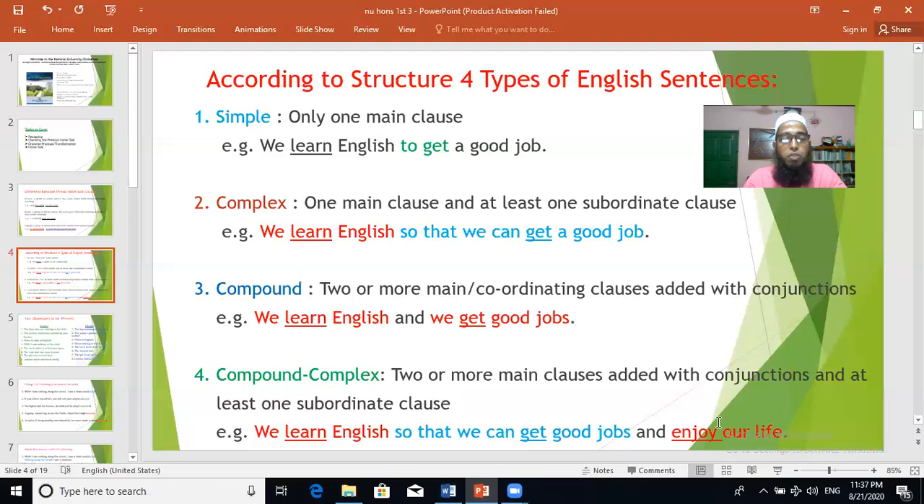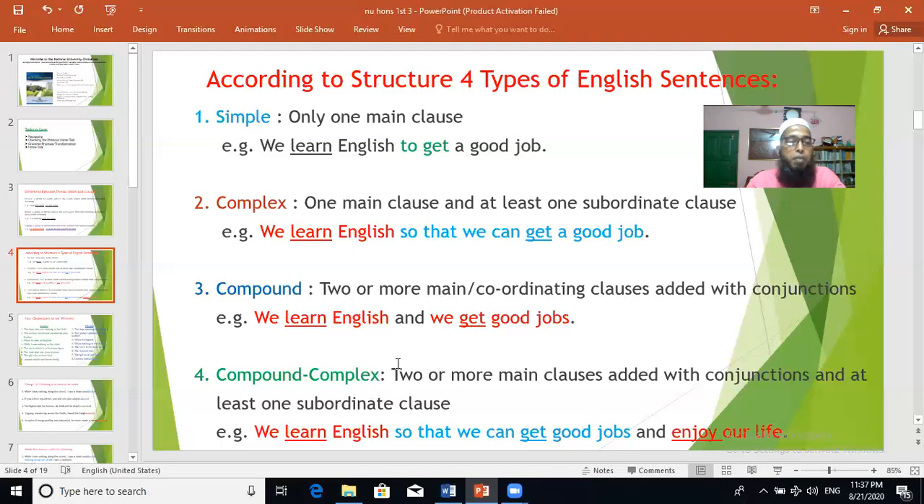We learn English. So this is one main clause. Another main clause, we enjoy our life. The same subject, we, is not repeated here. And the subordinate clause is so that we can get good jobs. The verb is get here. So you see there are three clauses, two main clauses and one subordinate clause. So this type of sentence is called a compound complex sentence.